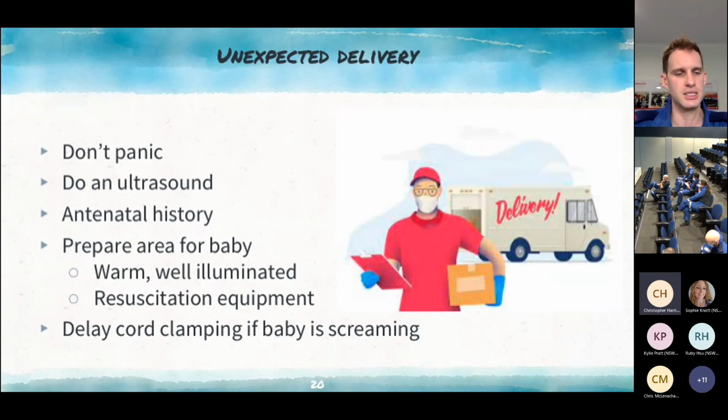And then the last thing that's probably important to know is about delayed cord clamping. That can be done and encouraged if the baby's well and they're crying and breathing. The baby can go up to mum's chest, and after a minute or so, clamp the cord and cut the cord. Obviously, if the baby's unwell, if they're not breathing, then we want to expedite that, do that immediately, and move the baby over to the resuscitation area.